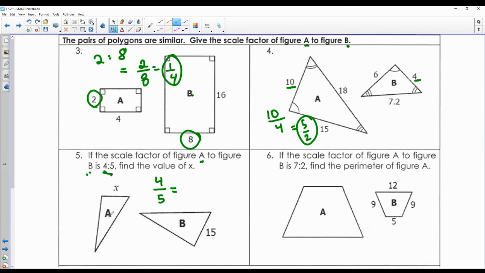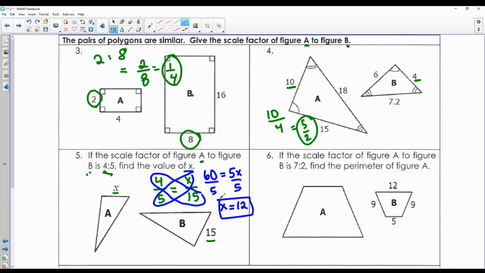So basically, you just look at the two numbers of the sides that you have for A and B, and go ahead, just make sure that A goes on the top, B goes on the bottom, and then you're going to use your cross products to solve this. So 4 times 15, 4 15s is 60. That's going to equal cross products over here, 5 times x. And I only want one x. We just want the value of x. So we're going to divide both sides by 5. And x is equal to 12. Okay, x is equal to 12 right there.